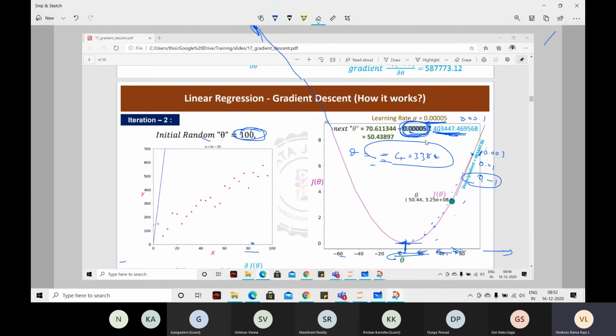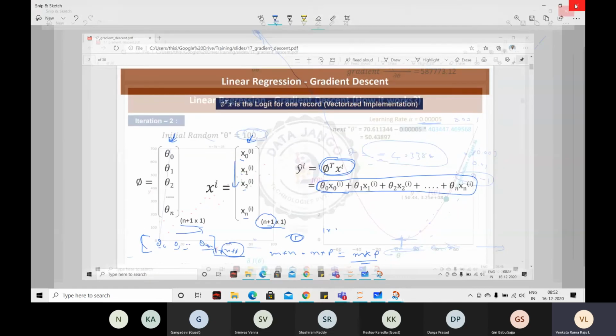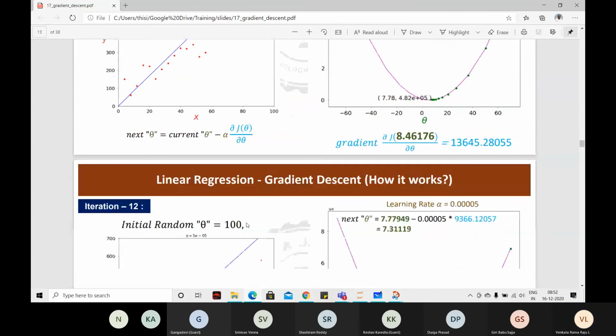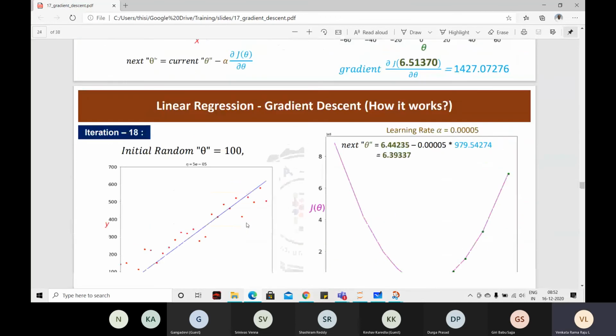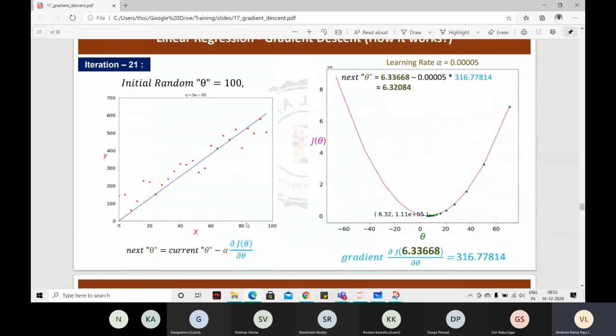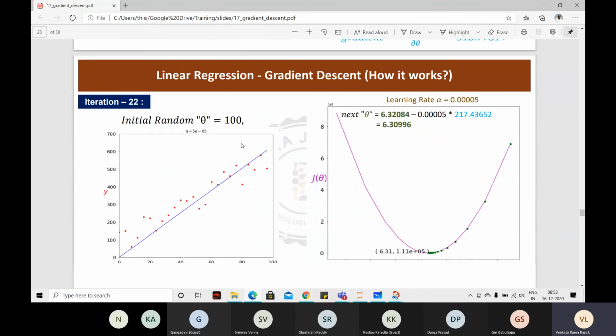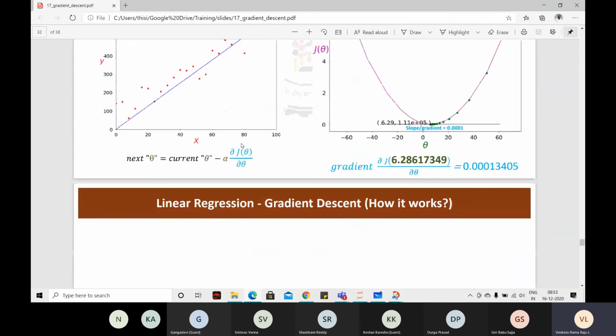If you put alpha as 0, what happens? It will stay there only, wherever you started, at 100 for example. The theta will not move. That is what is happening here. When you look at the total thing, ultimately at the end, the slope became 0 and the coefficient is close to 0. So it is not moving anywhere. It's stuck there at the best fit line.